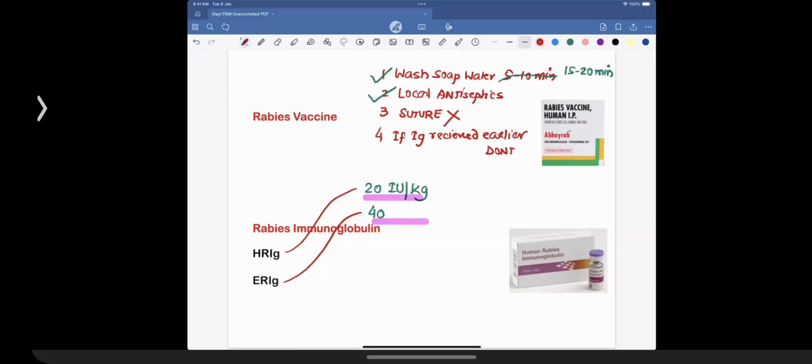Fourth statement. This is a true statement. Fifth, suppose they give you a statement. Okay, there was a question rather. Which antibiotic should be given to these patients? You have to give antibiotic coverage.